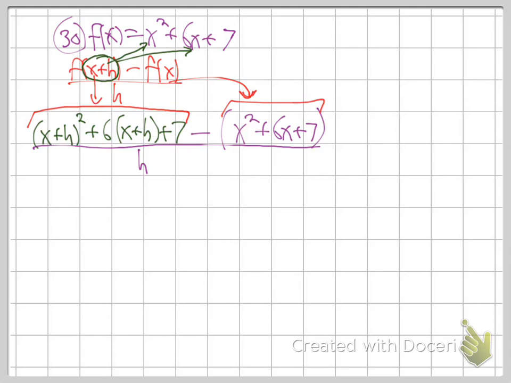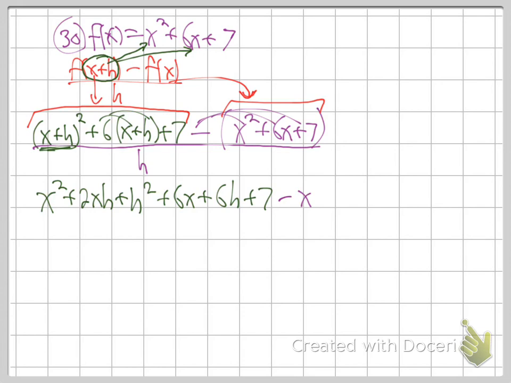All over h. And so now let's FOIL things out. So if you FOIL this out, you're going to get x squared plus 2xh plus h squared, and then the 6 we distribute, plus 6h, plus 6x plus 6h plus 7, and then I'm going to let this minus distribute, minus x squared minus 6x minus 7, all over h. Remember what's supposed to cancel out?